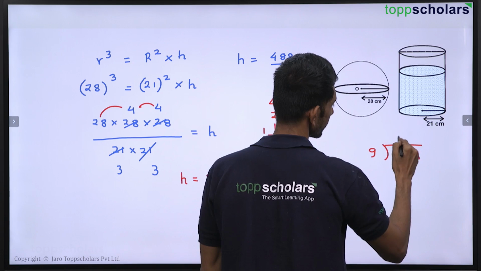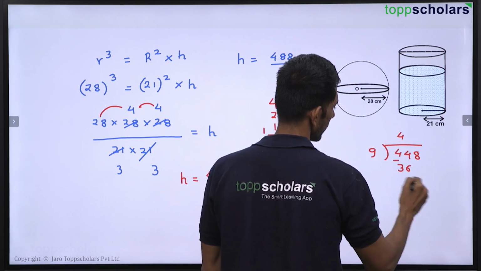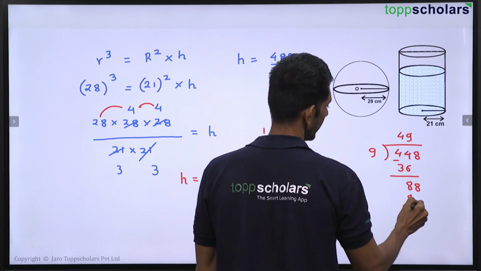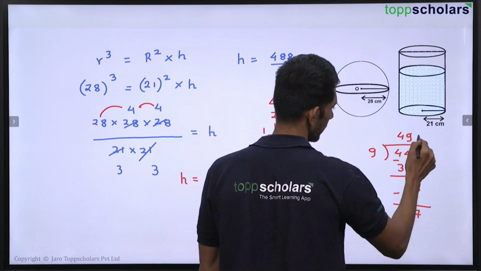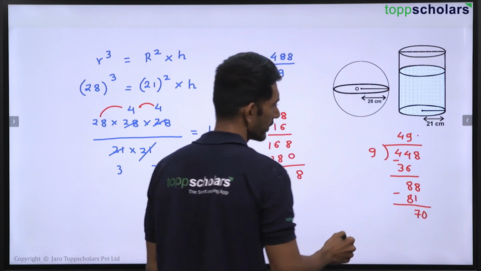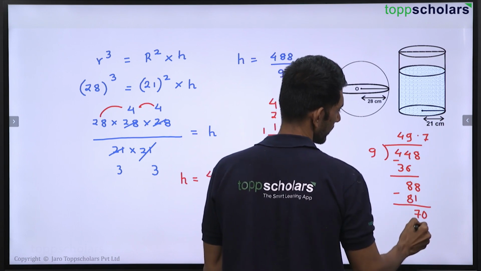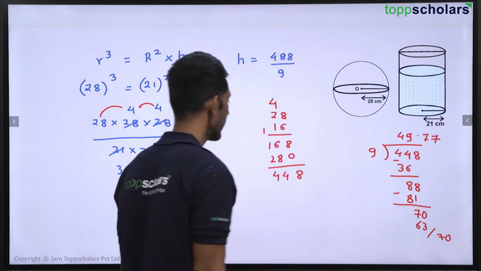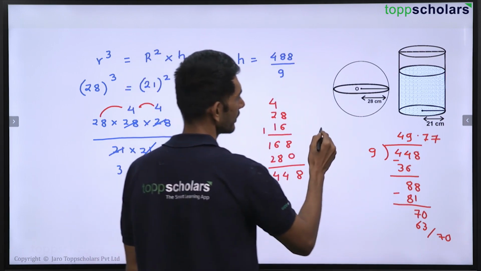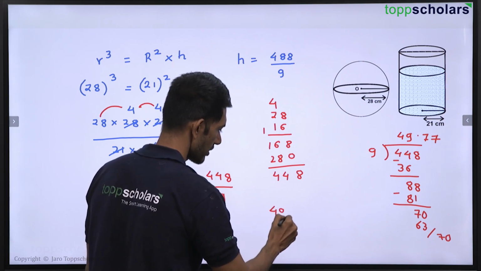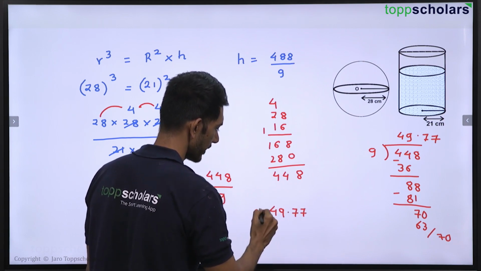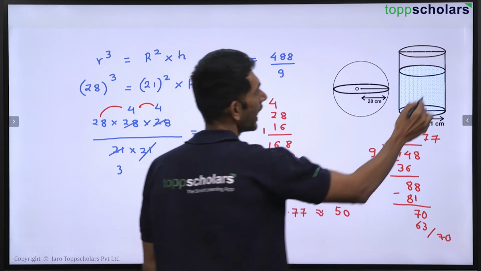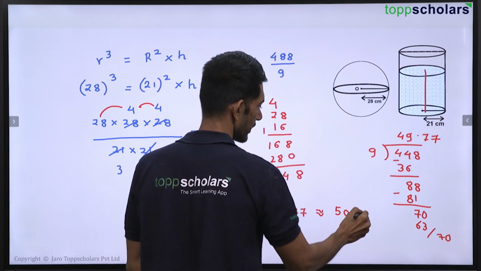9 4s are 36. This is 8, 8, 9 9s are 81, 7 dot 0, 9 7s are 63, then again 7 0, then this is going to repeat, that is 49.77, correct? 49.77 approximately. If you round it off to the nearest place, that is 50. So the height of this is 50 centimeter.